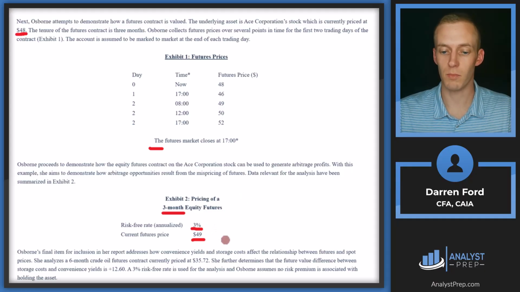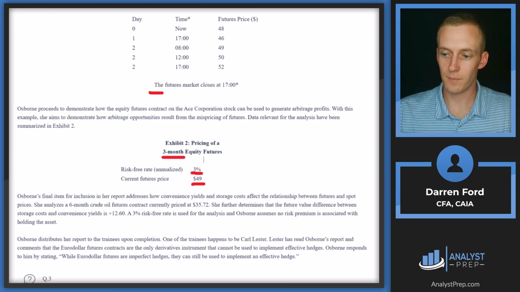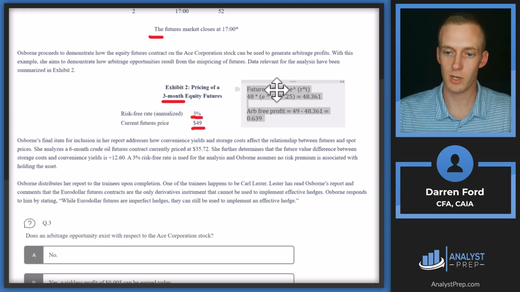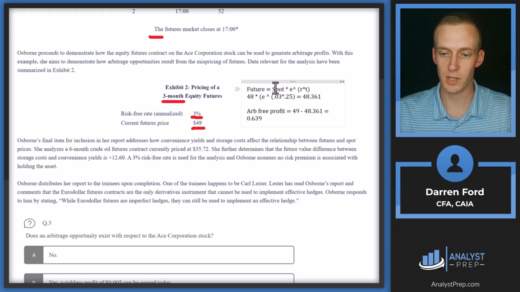So if the calculation yields us $49, there will be no arbitrage opportunity. If it yields us any amount besides $49, then there will be an opportunity to go long or short one asset, or long or short both of the assets, in order to snag that risk-free profit. So let's look at that calculation here. We're going to be calculating the fair value futures price, which is going to be the spot price, the current price of the underlying at 48. And then we're going to do a continuously compounding multiplication of R, our risk-free rate, times T. Since we're doing 3-month equity futures, T is going to be 0.25. Our R is 0.03.